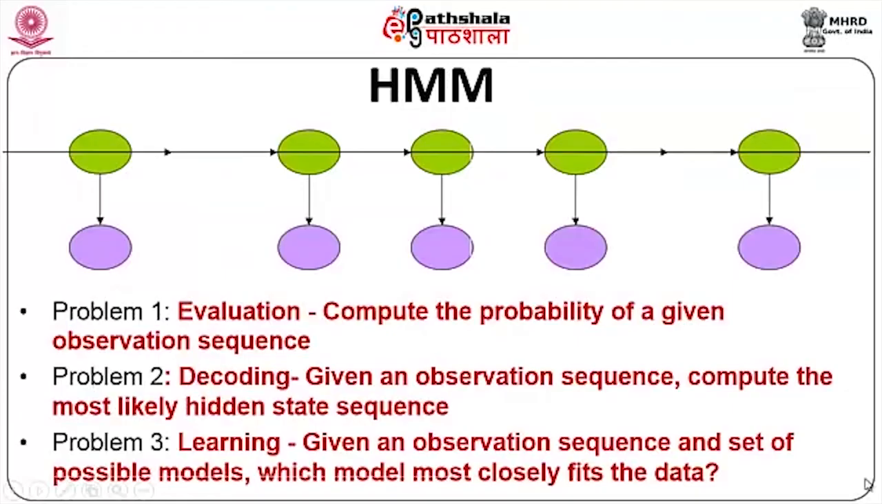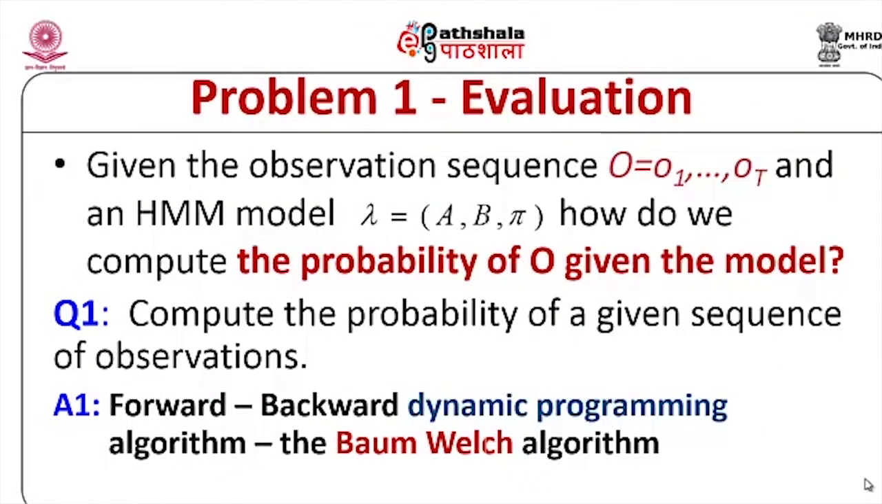Now, as we again said, these are the 3 issues, problems, questions. So, the first problem is evaluation. We are given the observation sequence O1, O2 to OT, and we are given the model. What is the meaning of we are given the model lambda? That means we are given all the probabilities required. We are given the initial probability of each and every state, we are given the transition probability from one state to the other, we are given the emission probability also. So, if we reach this state, what will be emitted? So, we want to compute the probability of the sequence given the model.